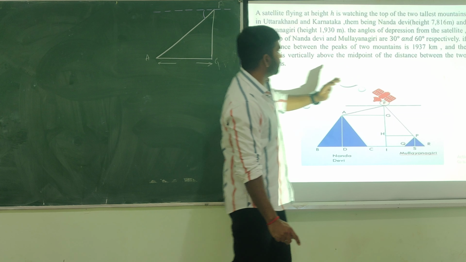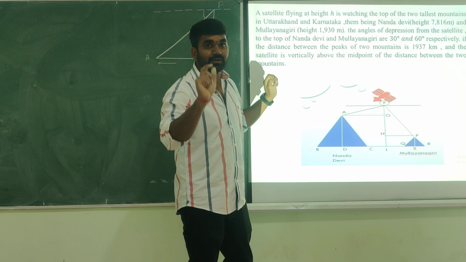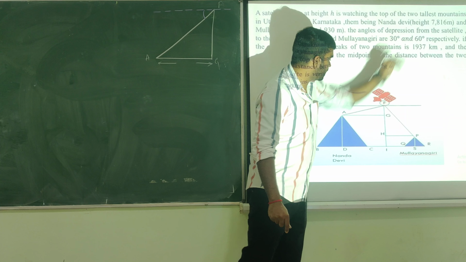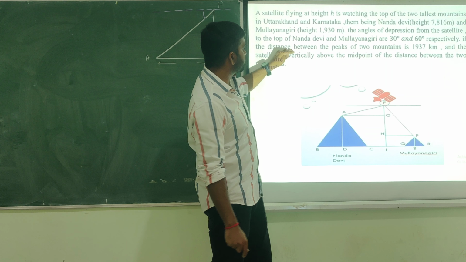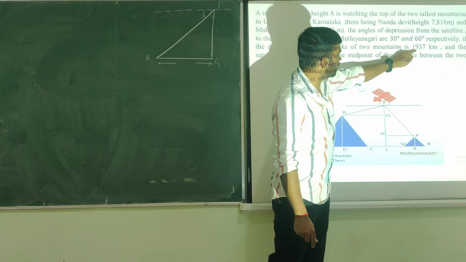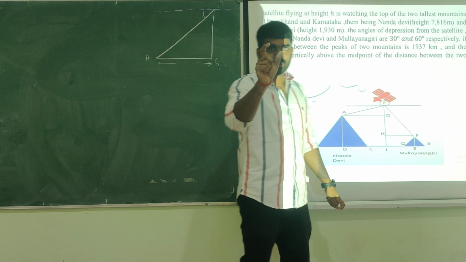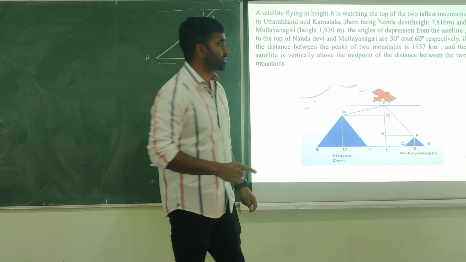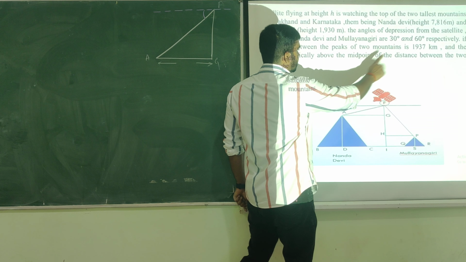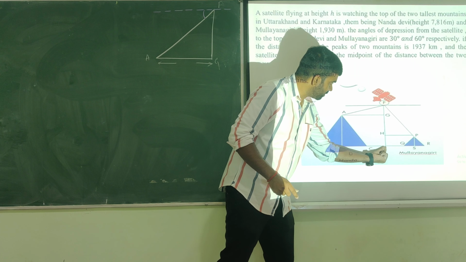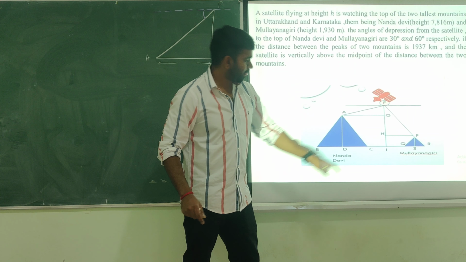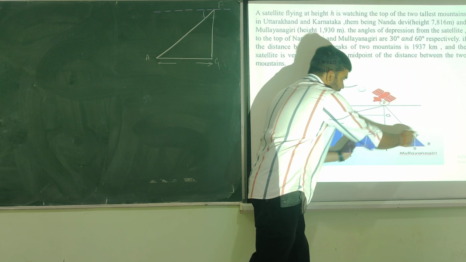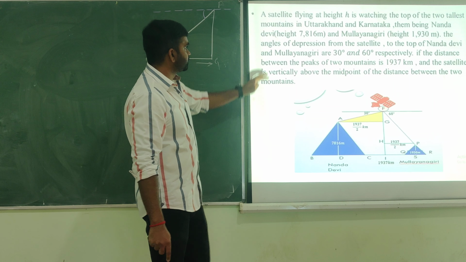The angle of depression from the satellite, here the angle of depression is given, not the angle of elevation. Note the point: to the top of Nanda Devi and Mullayanagiri are 30 degrees and 60 degrees respectively. The distance between the peaks of the mountains is 1937 km. Remember, here it is given in meters, here it is given in kilometers. Two different units are given. The satellite is vertically above the midpoint. I is the midpoint of DS, so DS is divided into two equal parts.